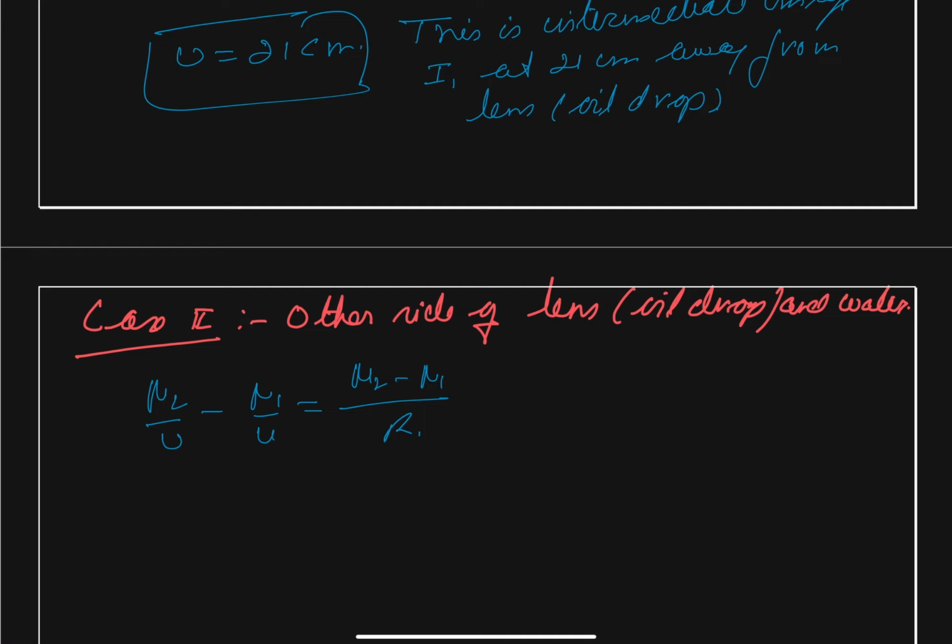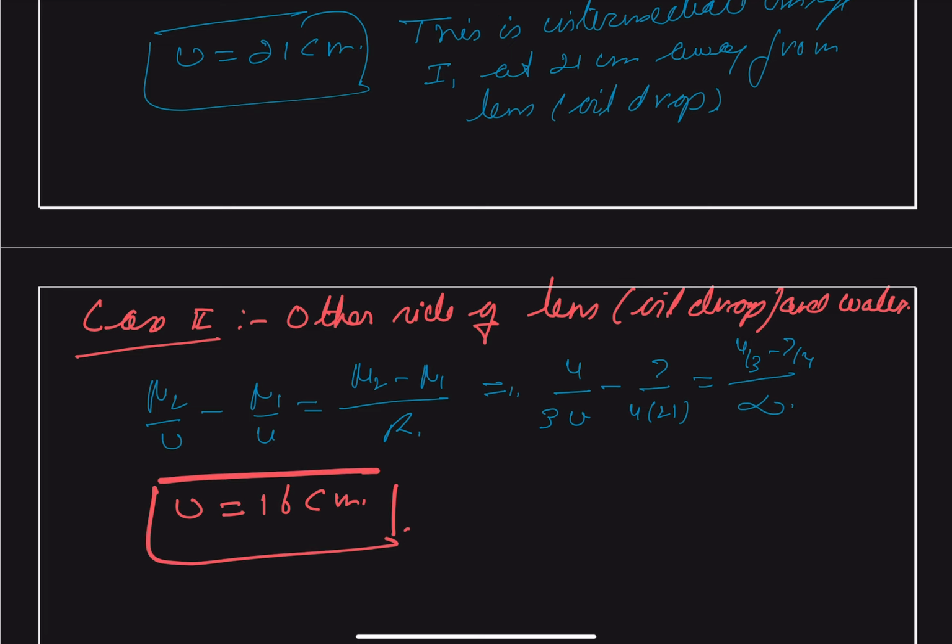Okay, so therefore we substitute the values, we get 4 by 3 times V minus 7 upon 4 multiplied by 21 is equal to 4 by 3 minus 7 by 4 upon infinity. So this gives us that our V is equal to 16 centimeters.